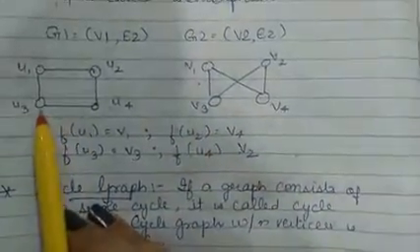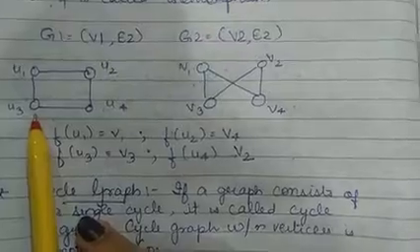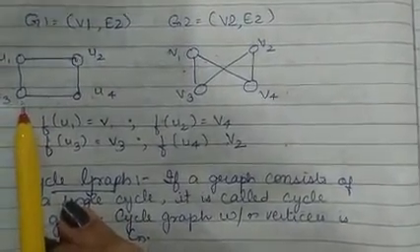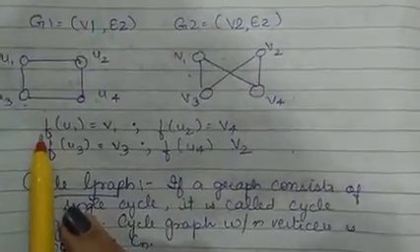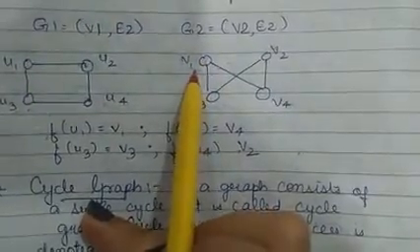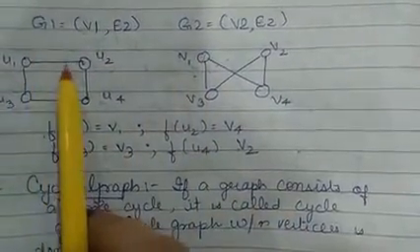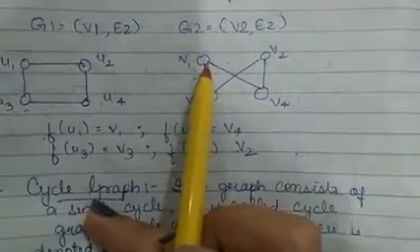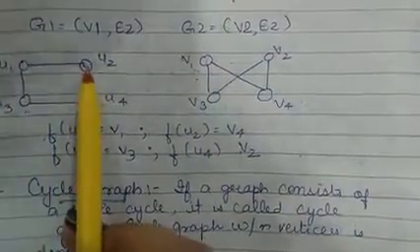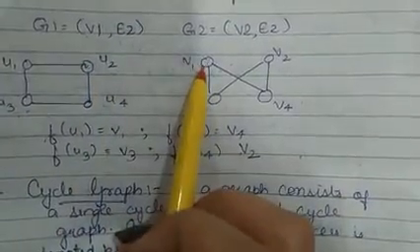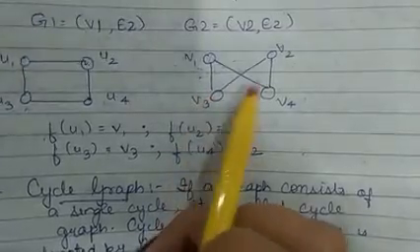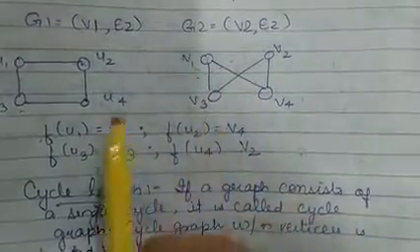So how can I say that these G1 and G2 are isomorphic graphs? Suppose f(u1) is equal to v1, as it has two edges connected to it. Then for f(u2), u1 is connected to u2, so which edge is connected to v1, either v3 or v4? Suppose I have taken v4, okay.